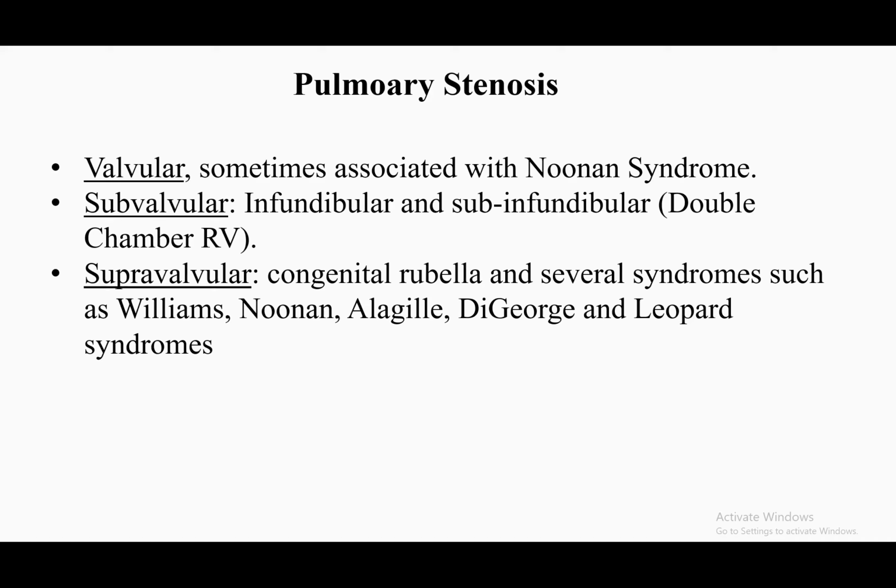Pulmonary stenosis is either valvular, sometimes associated with Noonan syndrome, or sometimes subvalvular, infundibular, or subinfundibular, double chamber RV, or supravalvular, like congenital rubella and syndromes like Williams syndrome, Noonan, Alagille, Leopard syndrome.